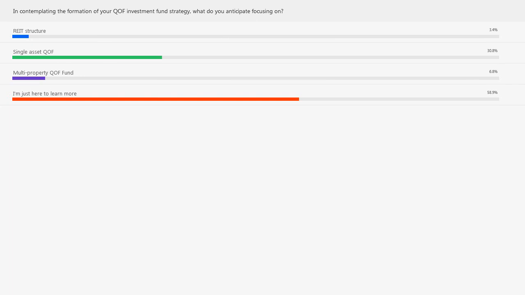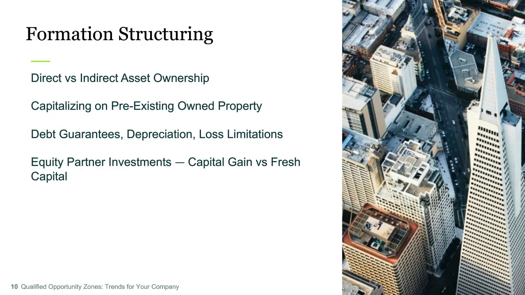Great. Well, it looks like we've got a lot of people that are here to learn more, and then a lot of people doing single asset deals. And I would just say, overall, that's pretty consistent with what we're seeing so far.